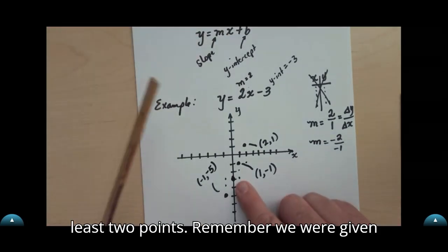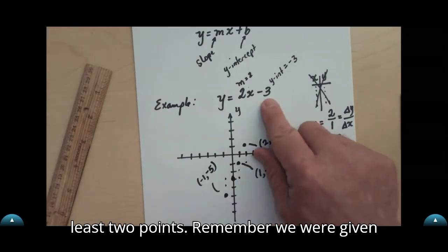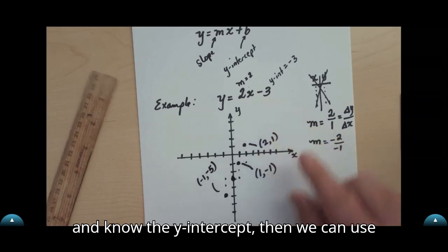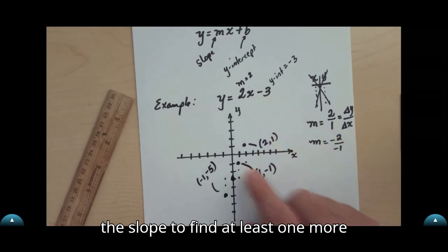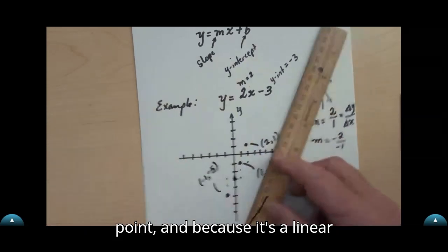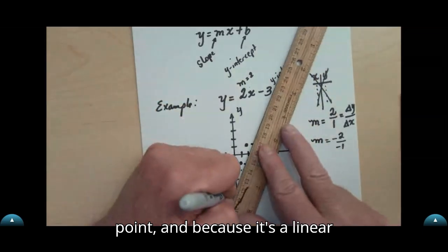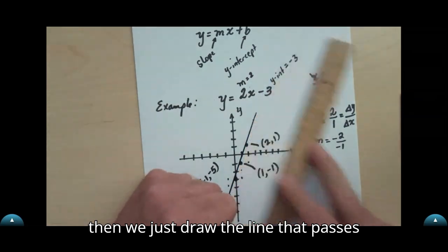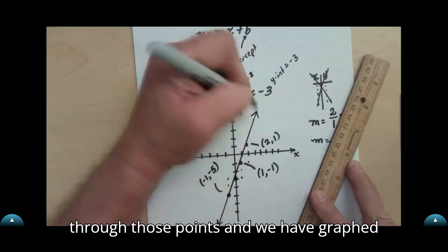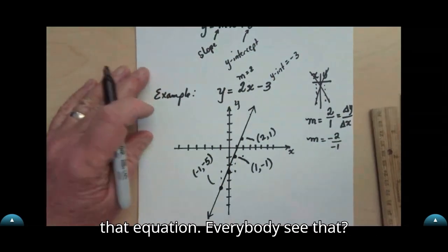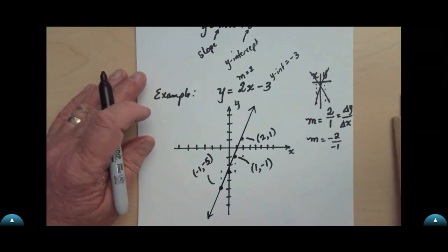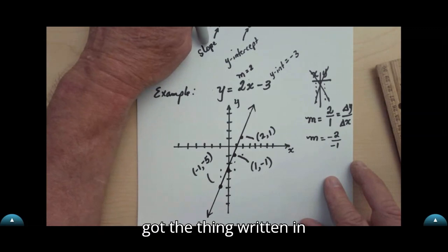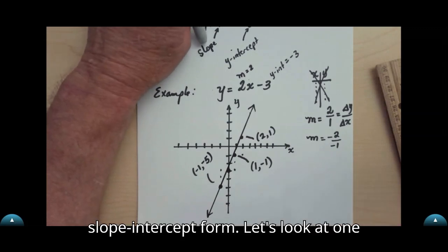So you need to get at least 2 points. Remember, we were given one of them because we can look at this and know the y-intercept. Then we can use the slope to find at least one more point. And because it's a linear function, we know the graph is a line. So then we just draw the line that passes through those points, and we have graphed that equation. Everybody see that? So super easy way to graph it if you've got the thing written in slope-intercept form.